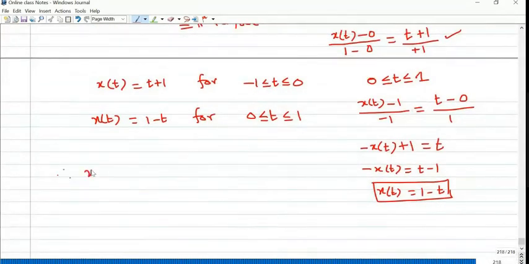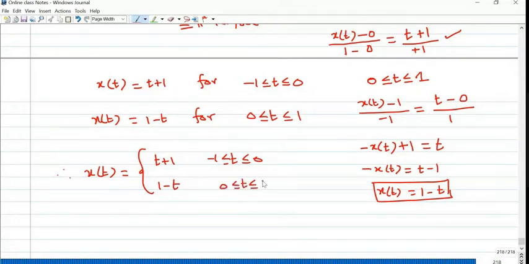Therefore, the mathematical expression for the given signal is t plus 1 between -1 to 0, and 1 minus t between 0 to 1. So now we can easily calculate the exponential Fourier series coefficient ak.